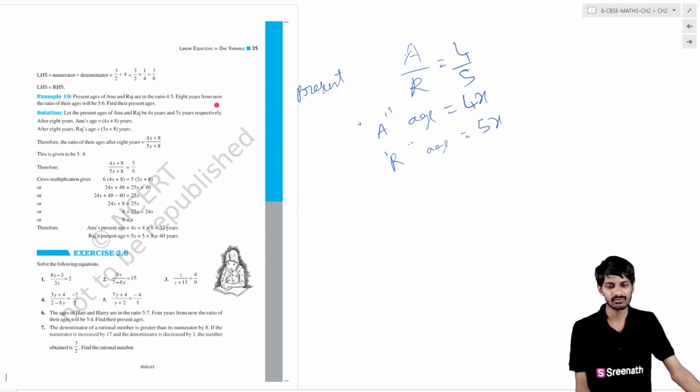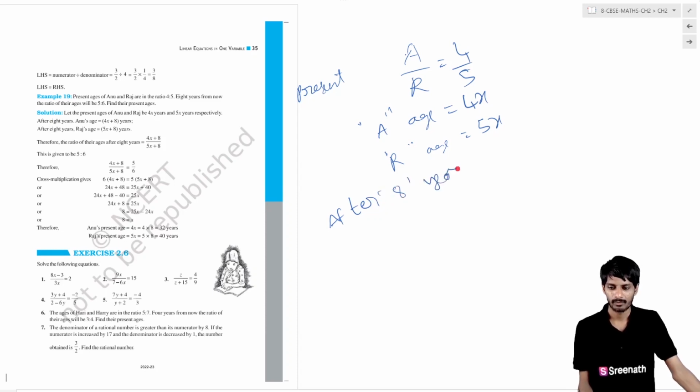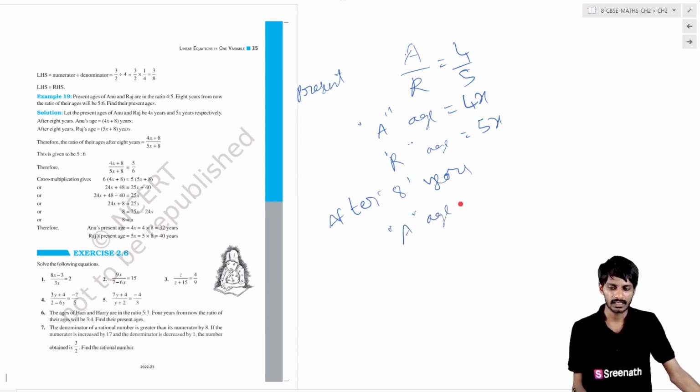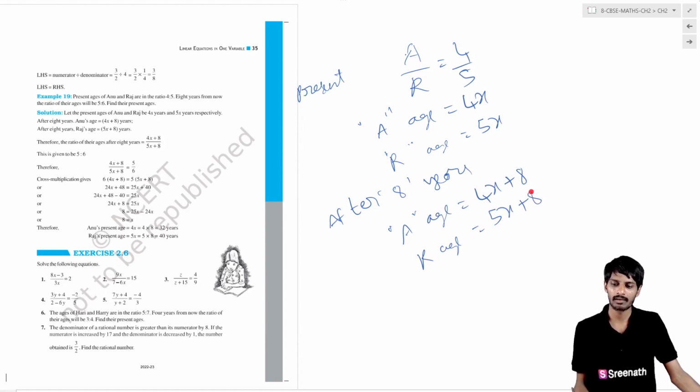Okay, and 8 years from now, the ratio of their ages will be 5:6. What happened after 8 years? Present ages are 4x and 5x. After 8 years, what will their ages be? For Anu's age we have to add 8 to the previous age, and for Raj's age we also add 8. So this is the age after 8 years.